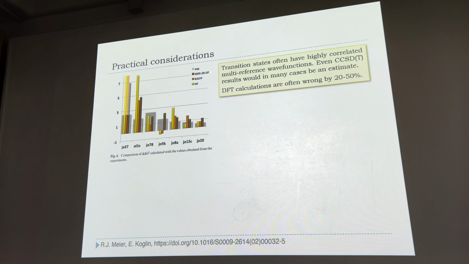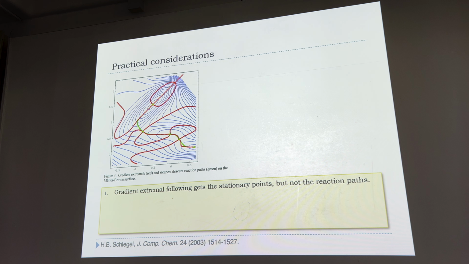Another picture of gradient extremals. You can see they're quite complicated. That's a minimum, that's a saddle, that's probably a minimum, that's another saddle, that's another minimum. You can see you can get pretty lost if you follow some of these curves.